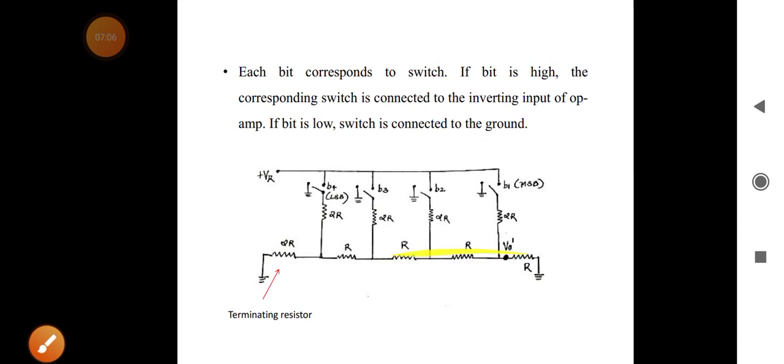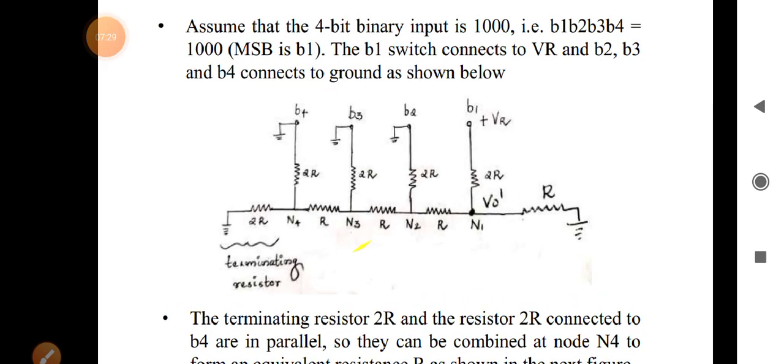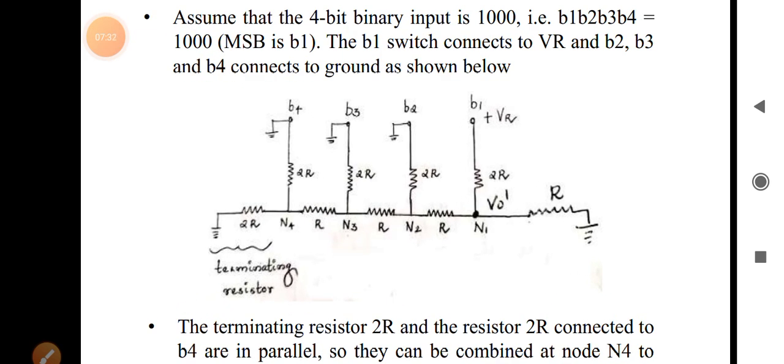Say we need to assume that a 4-bit binary input is 1000. This is for simple understanding, so you can easily understand. If you have the number 1000, that is B1 B2 B3 B4, the MSB is B1. Here the MSB is B1 and the B1 switch is connected to VR, and B2, B3 and B4 are connected to ground as shown.